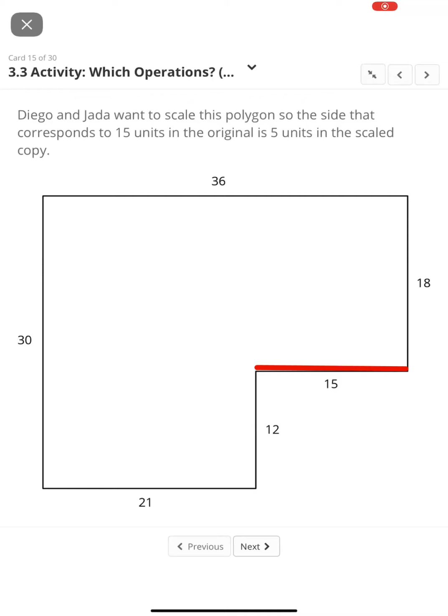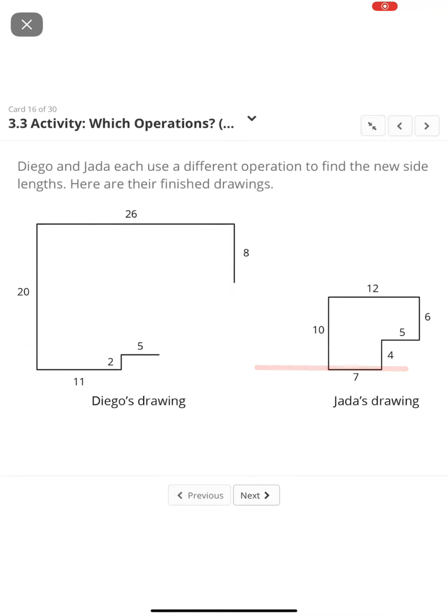Now, it's 15 units long in the original polygon, and we want to scale it down so that it's only 5 units long. So if that segment is scaled down to 5 units, what would the other side lengths be? Diego and Jada each use a different operation to find the new side lengths. Here are their finished drawings.